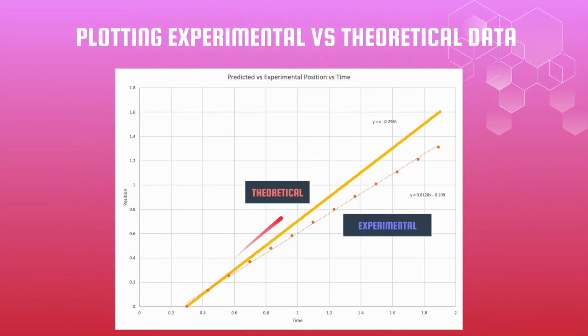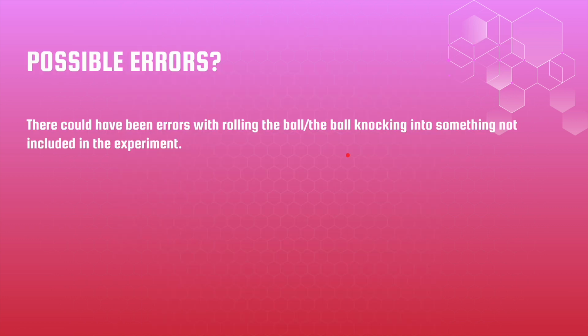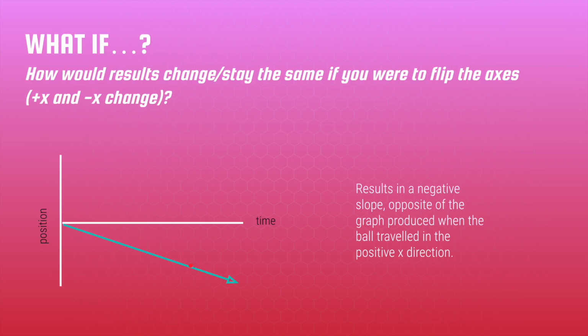Here's the graph once again. Yellow line is theoretical, orange line is experimental, and you can see that this increases at a constant rate, and this increases, but you can see that the data points kind of curve upwards and then they dip below because velocity is slightly decreasing as the experiment continues. And you can also see that they start at the exact same position in time. There could have been a possible error with rolling the ball or the ball knocking into something not included in the experiment.